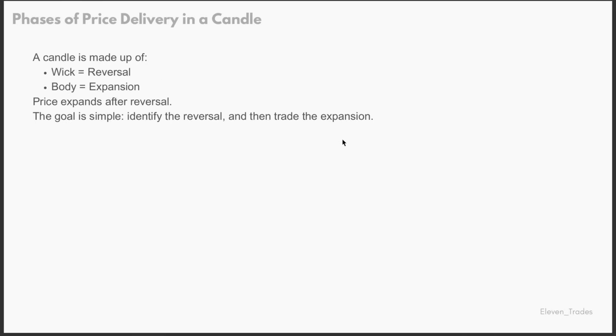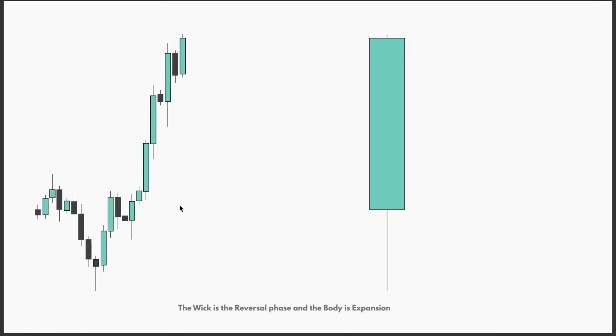Let's get started with the phase of price delivery. The phase of price delivery is actually an underrated topic because the market actually operates on this. If you think about the candle structure, we have a wick in a candle, which is the reversal phase, and the body in a candle, which is the expansion phase. The price expands after forming that wick, and our goal is to let the wick form and trade the expansion.